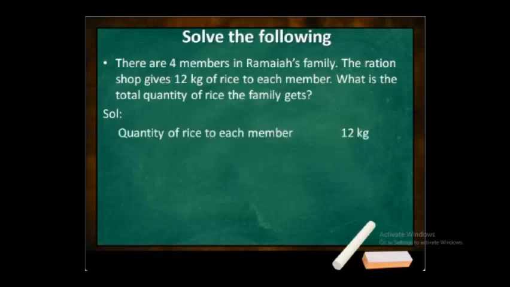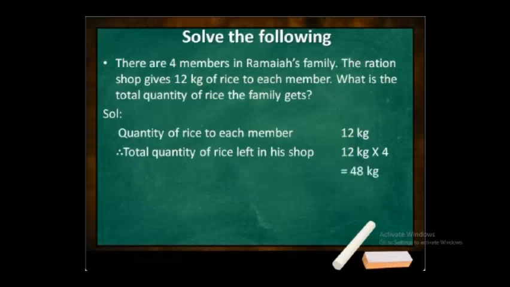Quantity of rice each member gets, that is 12 kgs. Number of people in the family, it is 4. So what here you have to do? You have to multiply them. 12 into 4 kgs. So when you multiply that, 4 2s are 8, 4 1s are 4. So it will become 48 kgs of rice they get.